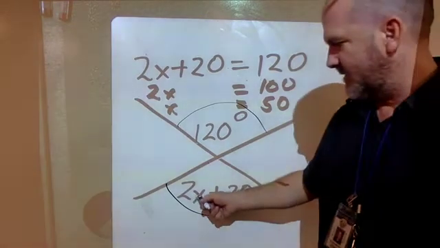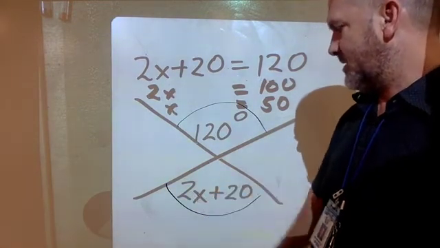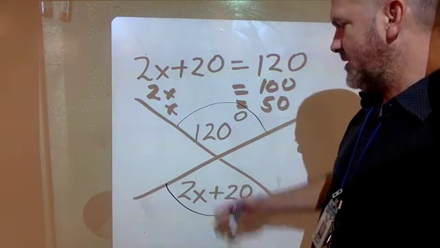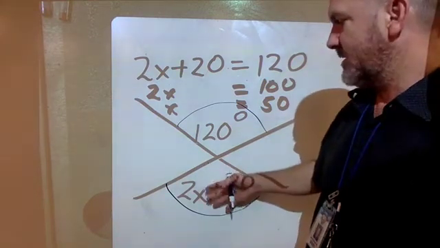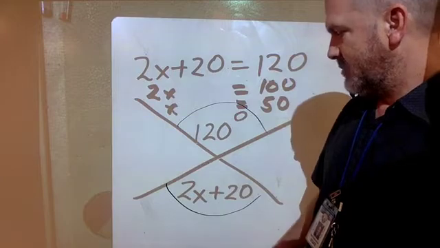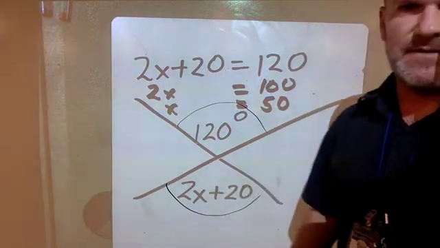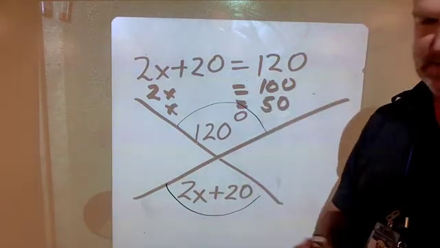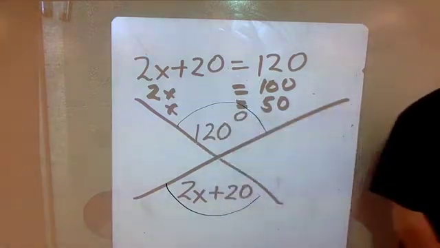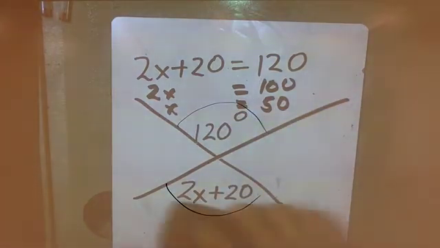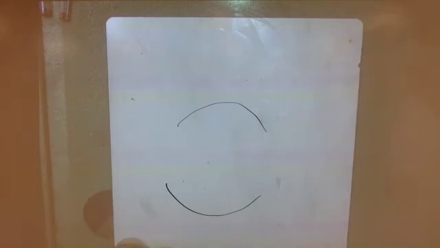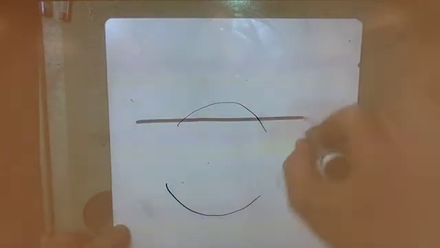If we plug a 50 in for there, 2 times 50 is 100, 100 plus 20 is 120, and that's what we wanted. We wanted this angle to equal 120. And to make that happen, x has to be 50. So that's the answer to that one. X is 50.